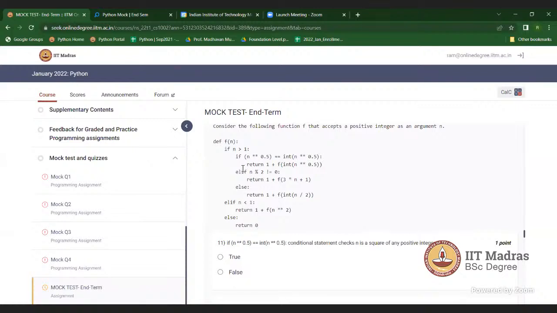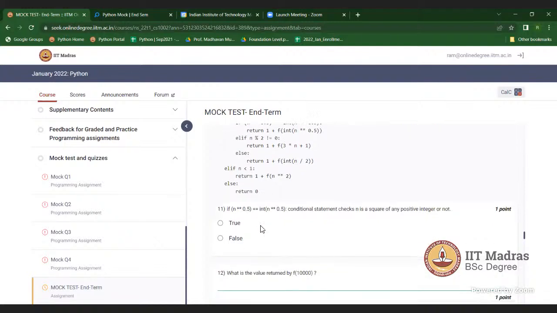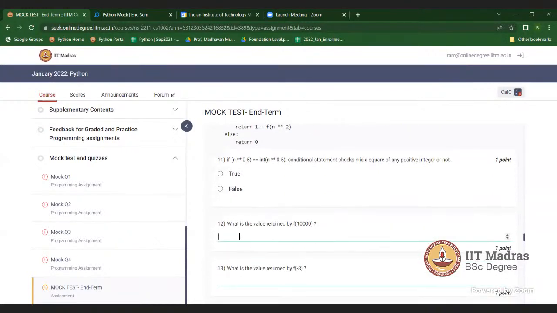Now we have n equals 1, right? n equals 1 is not greater than 1, and it is not less than 1, so it returns 0. So the total value for this f of 10,000 should be 7. Okay, sir. Clear? Clear, sir.